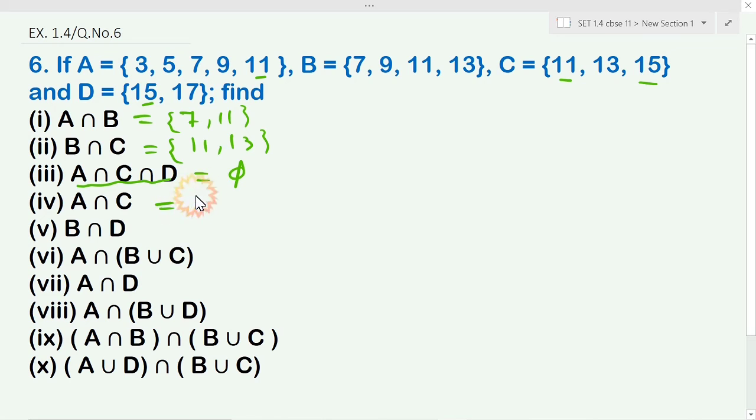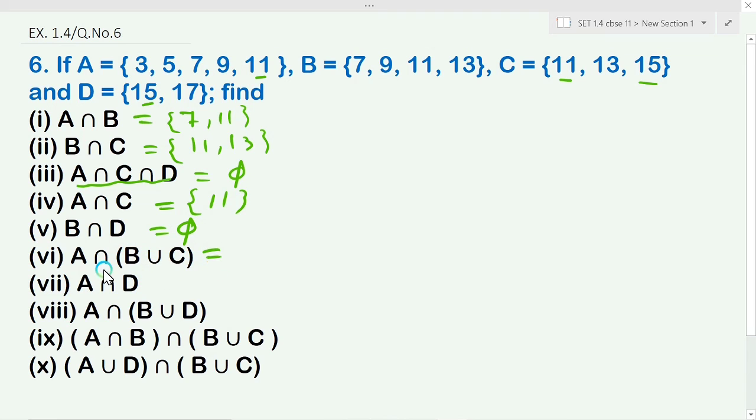So this will be empty set. Now A intersection C. Yes, there is 11 common in A and C. B intersection D: there is no common element between B and D. So this will be empty set.